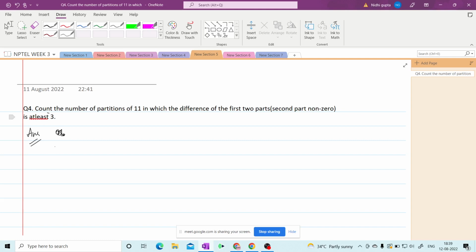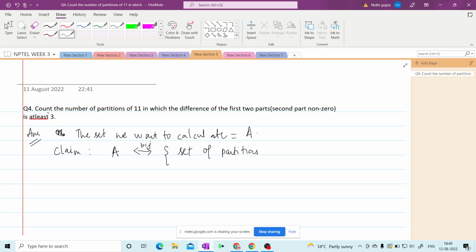Okay. When we have to count partitions, we'll try to simplify it. The set that we want to calculate, the partitions of 11 in which the difference of the first two parts is at least 3, we call it A, and our claim is that this A is in bijection with the set of partitions of 8 with at least two parts.